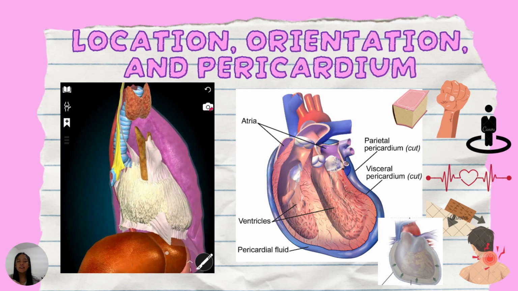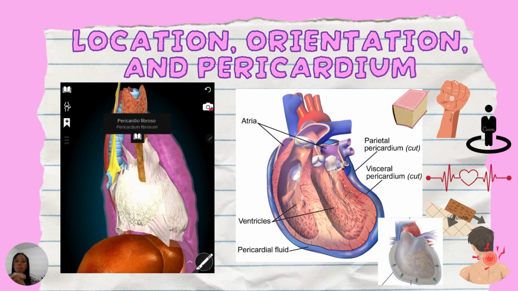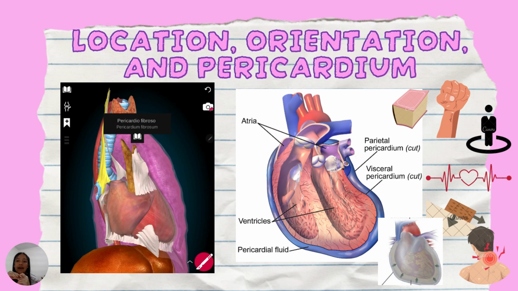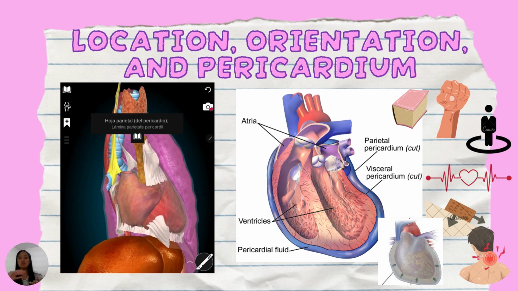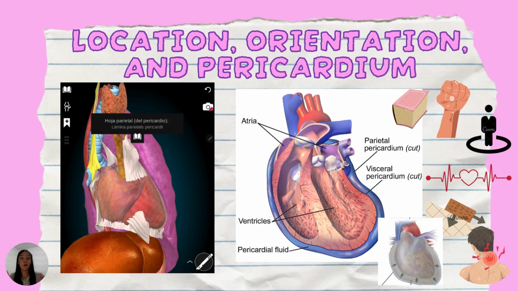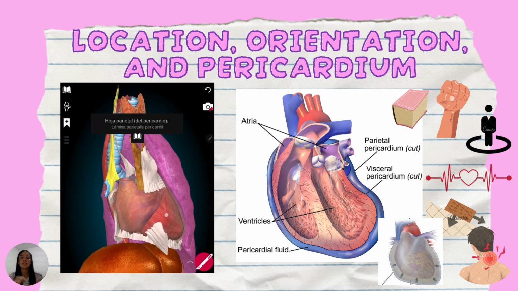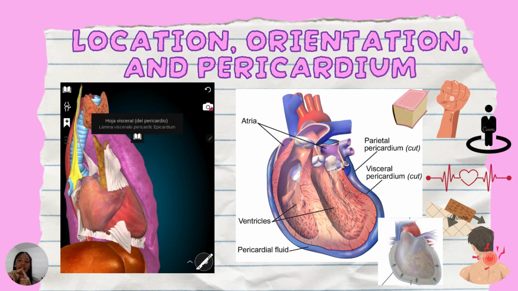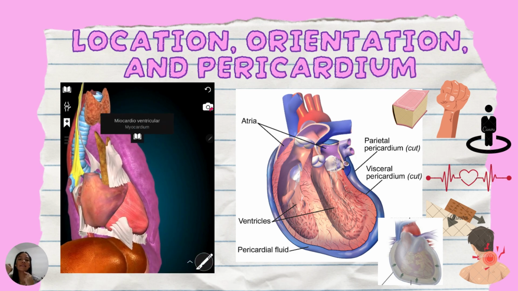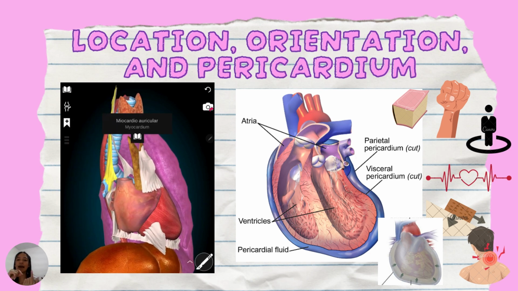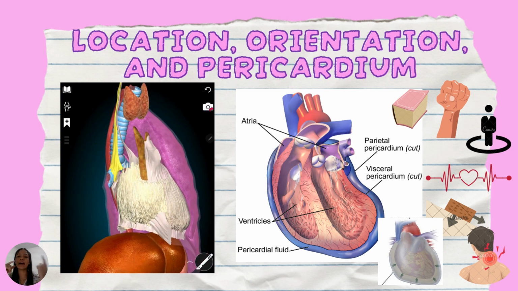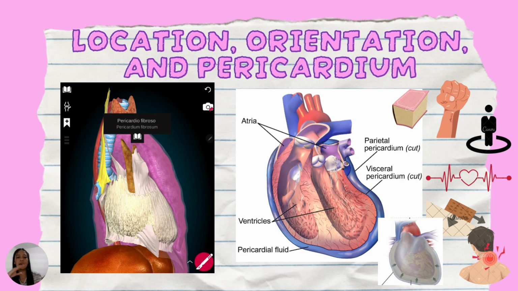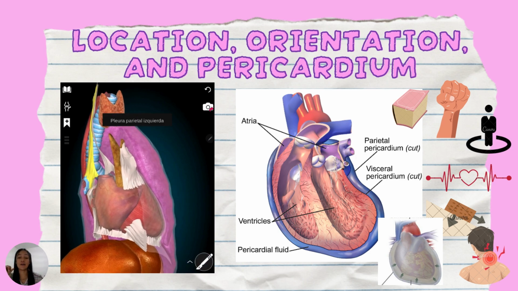Now, the location, orientation, and pericardium, the second part. Before seeing the heart itself, the first thing that we encounter is the pericardium. It's like when we peel an orange: the first layer we see on the heart is the pericardium. This is the fibrous pericardium, the outer, resistant layer that holds the heart like a firm bag, which we can see in the image on the right side.